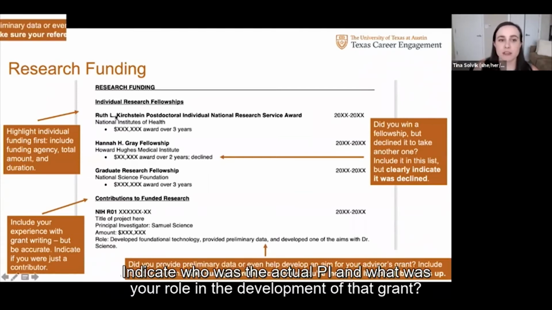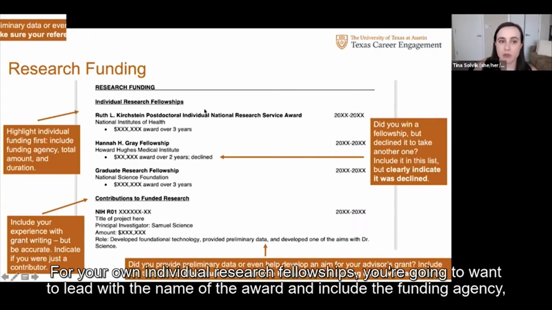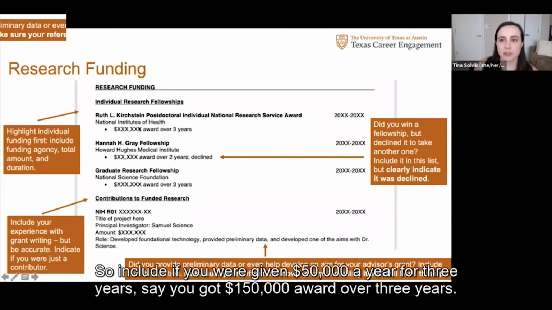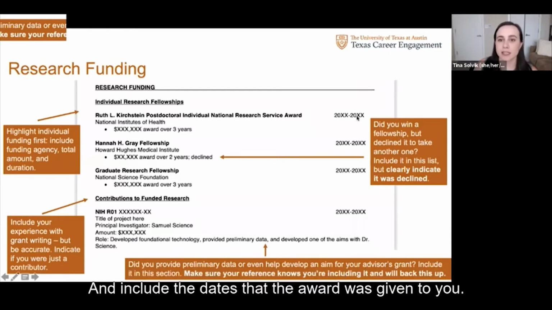For your own individual research fellowships, you're going to want to lead with the name of the award and include the funding agency, the total amount of the award, the number of years you were given that money. So if you were given $50,000 a year for 3 years, say you got a $150,000 award over 3 years, include that, and include the dates that the award was given to you.